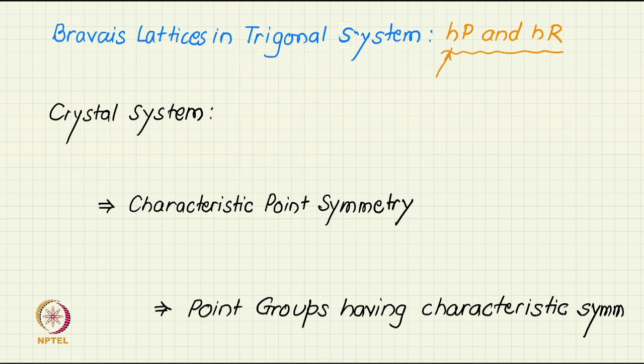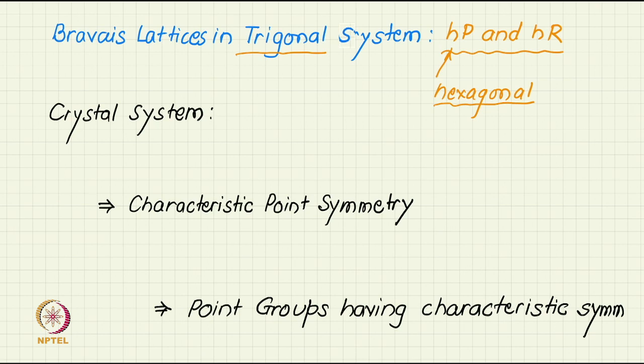The symbol H stands for hexagonal. This itself is somewhat confusing, that the crystal system is trigonal, but there are two Bravais lattices which belong to that system and both are designated with the symbol hexagonal. P of course stands for primitive and R for rhombohedral.